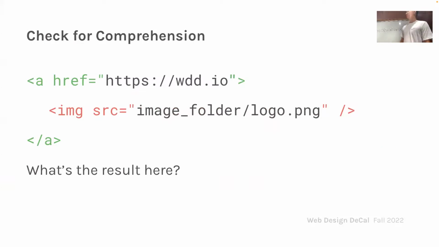So we can check for comprehension. What do you think this HTML does? If someone just wants to raise their hand? Yeah, exactly. In the previous examples we showed, it was a link and the text would say click here. So when you click the text that says click here, it goes to the link. Instead of having text here though, we put an image. So when you click on the image, it'll go to wdd.io. That's how you get images that are also links.